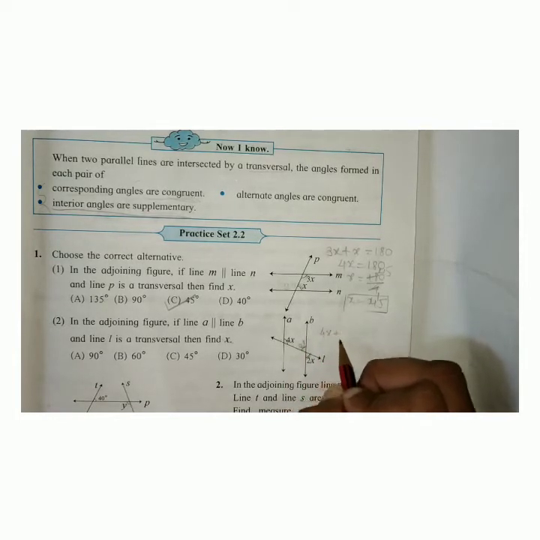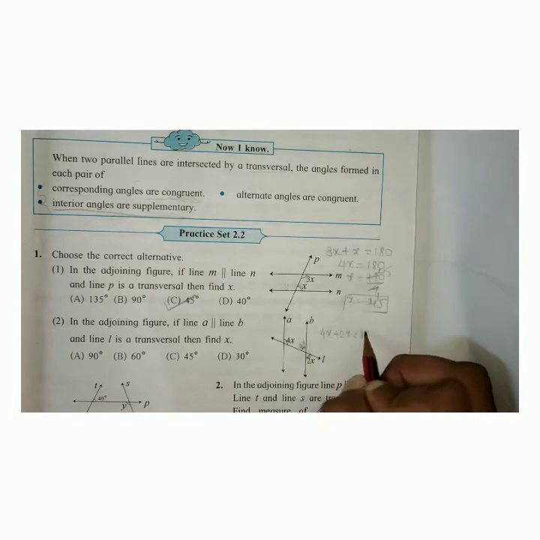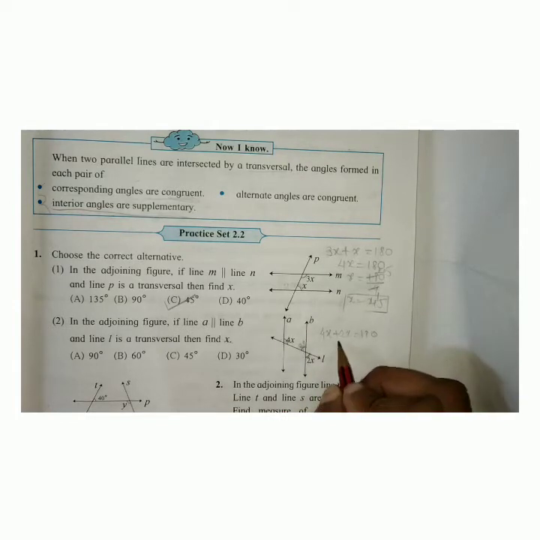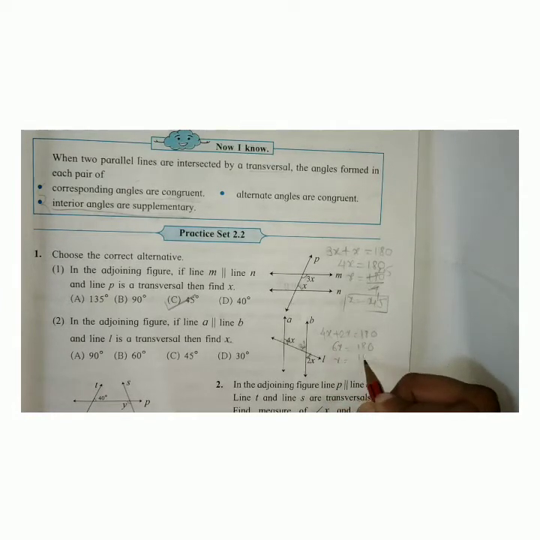Therefore 4x plus 2x is equal to 180, because these two angles are interior angles, by the property of interior angles. 6x is equal to 180, x is equal to 180 divided by 6, therefore x is equal to 30. Option number D.